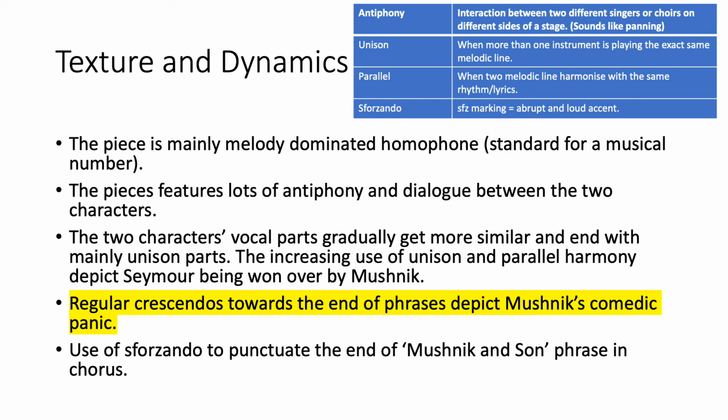There are regular crescendos towards the end of phrases which depict Mushnik's comedic panic again, and there is use of sforzando to punctuate the end of the Mushnik and Son phrase in the chorus, which makes it nice and abrupt and loud, and again punctuates the end of that phrase.